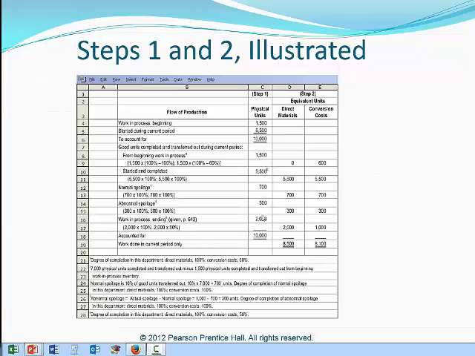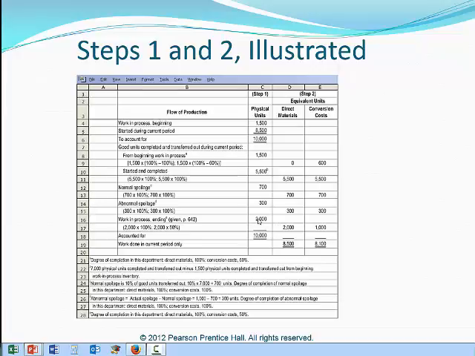Let's go ahead and just finish the physical units, and then we'll do the equivalent units next. In regards to the work in process, we were also told that we had 2,000 units remaining in our work in process, so we need to put in the 2,000 there. And we know we've got 10,000 total to account for.